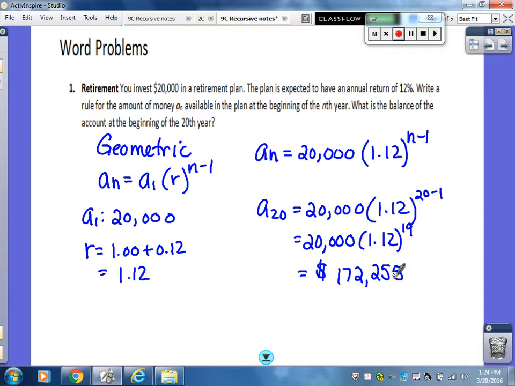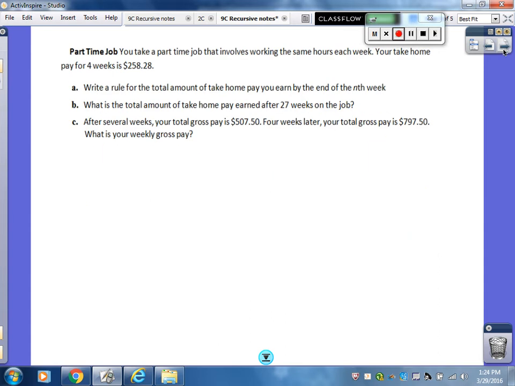All right, let's look at another problem. Part-time job. You take a part-time job that involves working the same hours each week. Your take-home pay for 4 weeks is $258.28. Write a rule, this is working on part A first, for the total amount of take-home pay you earn by the end of the nth week. So it's asking how much money you earn each week. The first thing we need to figure out is the money you earn per week.